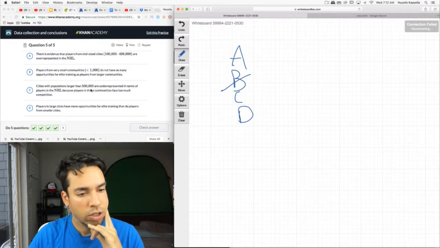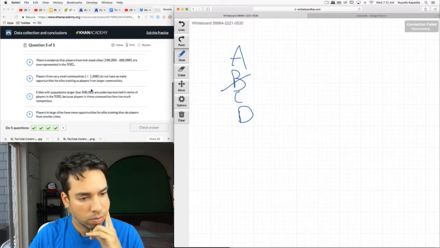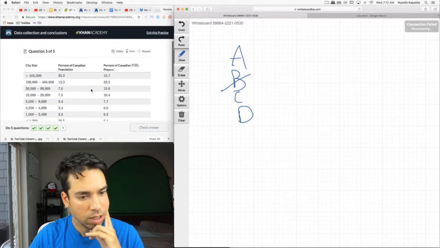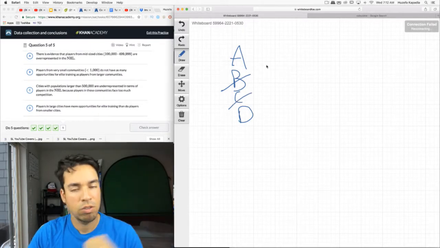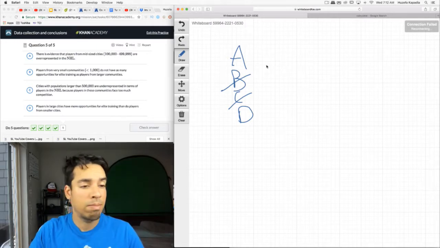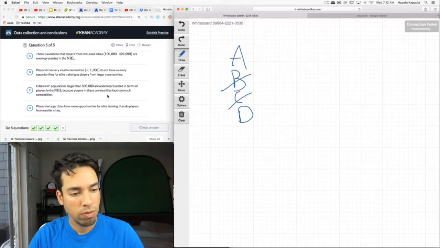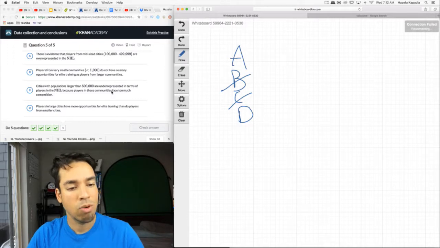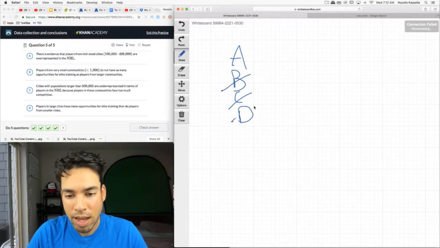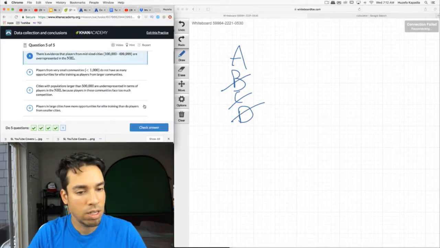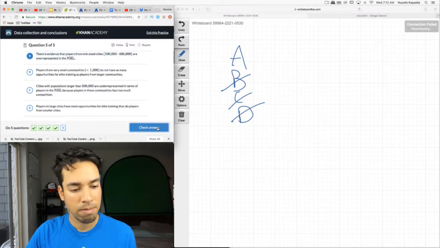Cities with populations larger than 500,000 are underrepresented in terms of players in the NHL because they face too much competition. We have no idea. No idea. Again, we don't know anything about the competition. So it's too far to say. Players in large cities have more opportunities for elite training. That's just, no, we don't know that either. So the only thing that we can kind of say directly from that evidence is A.